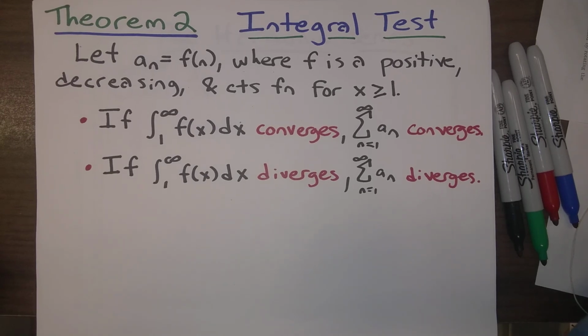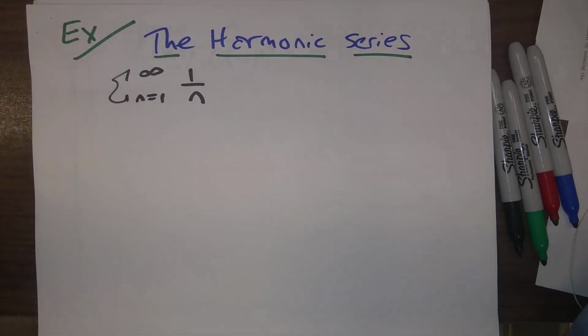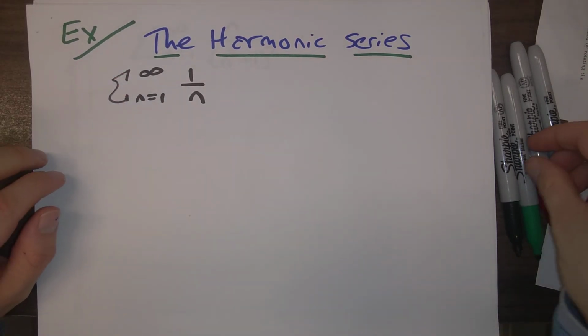We're going to use the integral test here to show that some series either converge or diverge. So we're going to be looking for things. This is a good test to apply to series where the corresponding integral is something that's easy to evaluate. So the classic case here is going to be the harmonic series, the sum from n equals 1 to infinity of 1 over n.